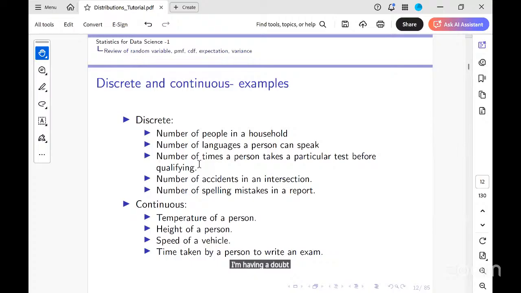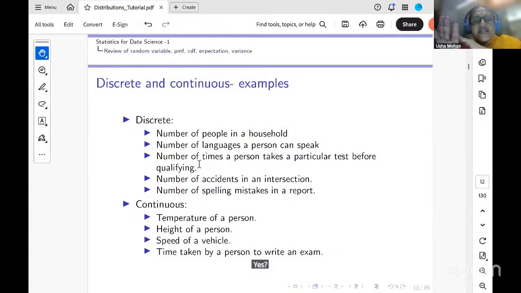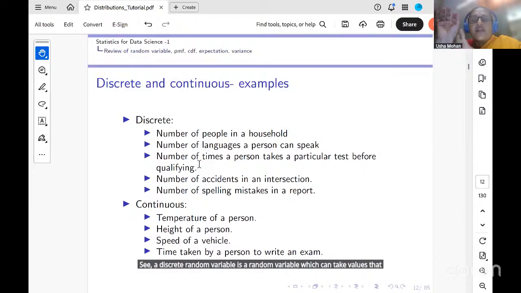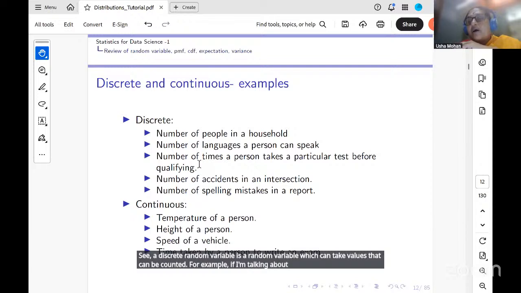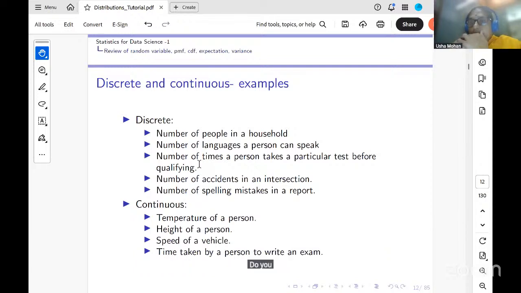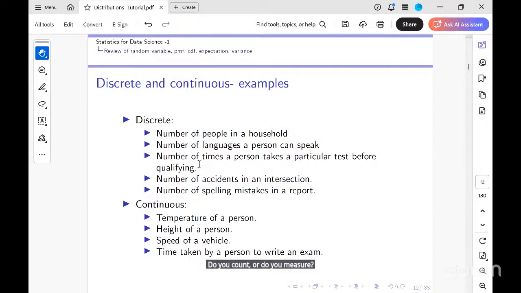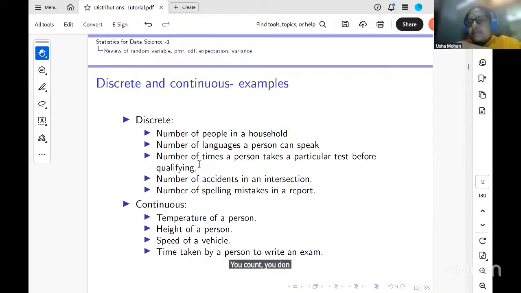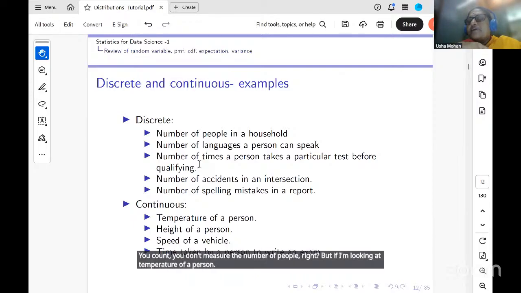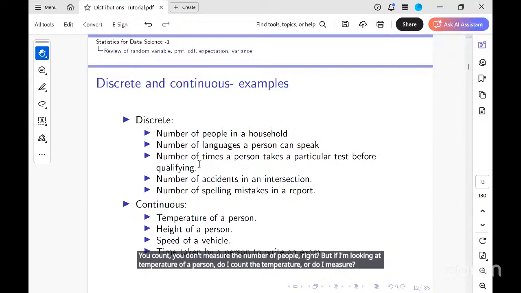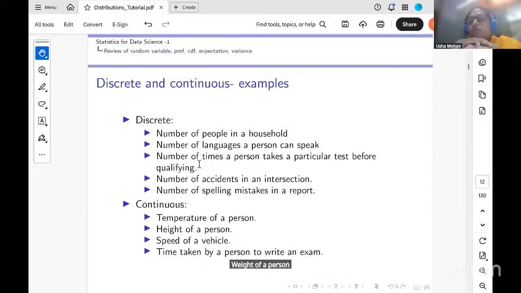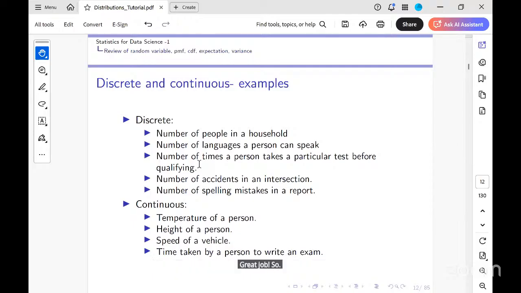Can you explain again? See, a discrete random variable is a random variable which can take values that can be counted. For example, if I'm talking about the number of people in a household, do you count or do you measure? You count, you don't measure the number of people, right? But if I'm looking at the temperature of a person, do I count the temperature or do I measure? Measure. Weight of a person, do I count or measure? Measure. Speed of a vehicle? Measure. Height of a person? Measure.